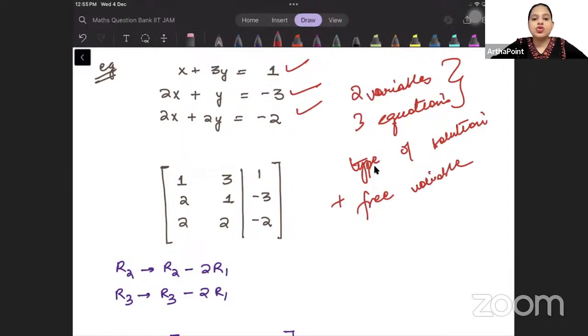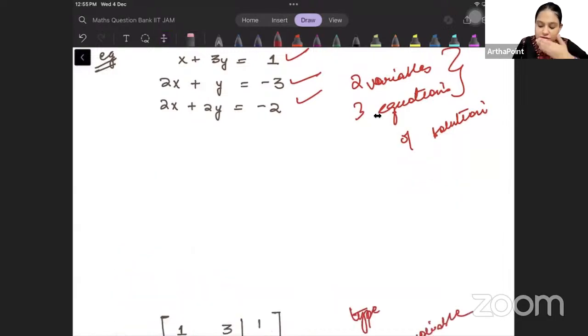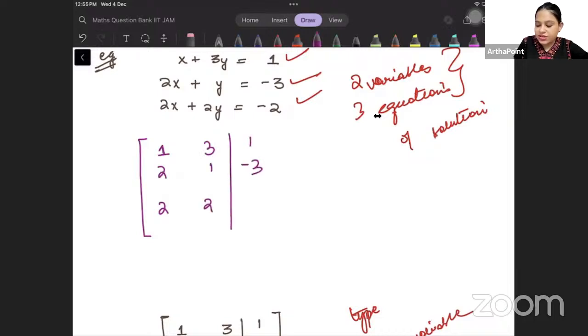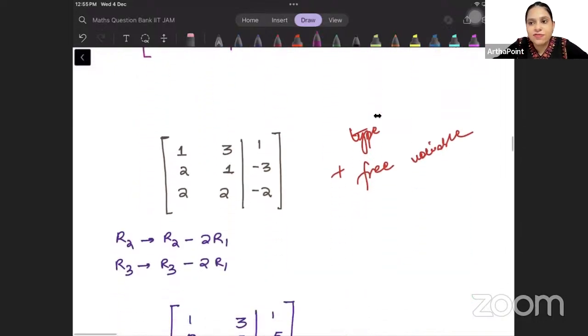Okay? So what we can therefore do in this case is, first of all, let's write this matrix in the augmented matrix format. So if I write this in the augmented matrix format, I will write the coefficient of x here, coefficient of y here, and the right-hand side here. And I will try to convert this into the RREF format, reduced echelon form.